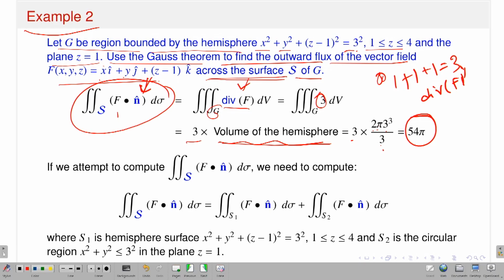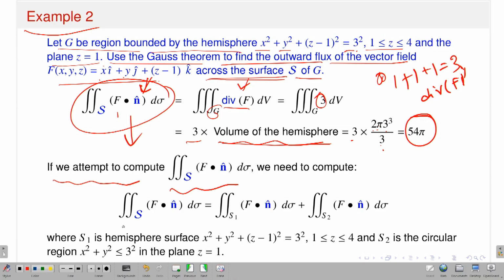Okay. So this is the outward flux of my vector field capital F across my surface, which is nothing but 54 pi if I use Gauss theorem. But at the same time, if I do not want to use Gauss theorem, then I have to calculate this surface integral independently. So if we attempt to compute this surface integral, what is that surface? The surface is the upper hemisphere along with the plane z is equal to 1.